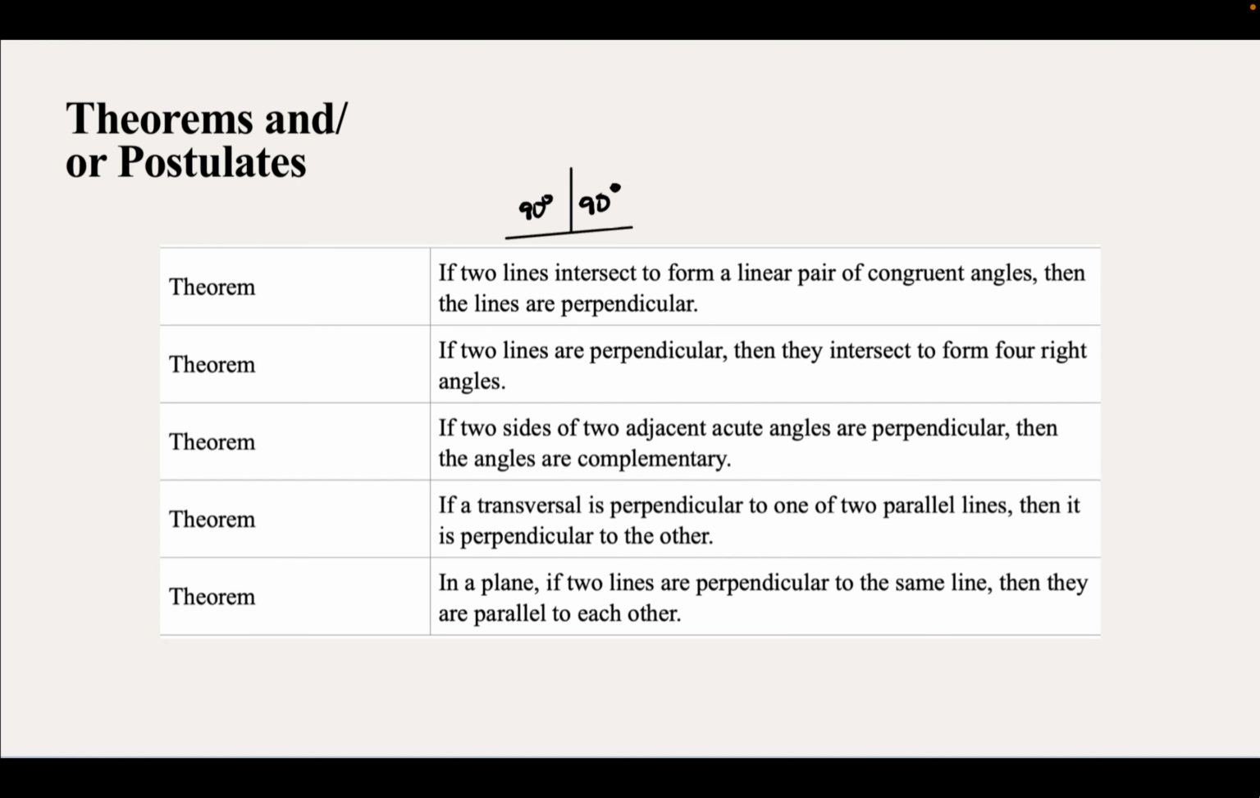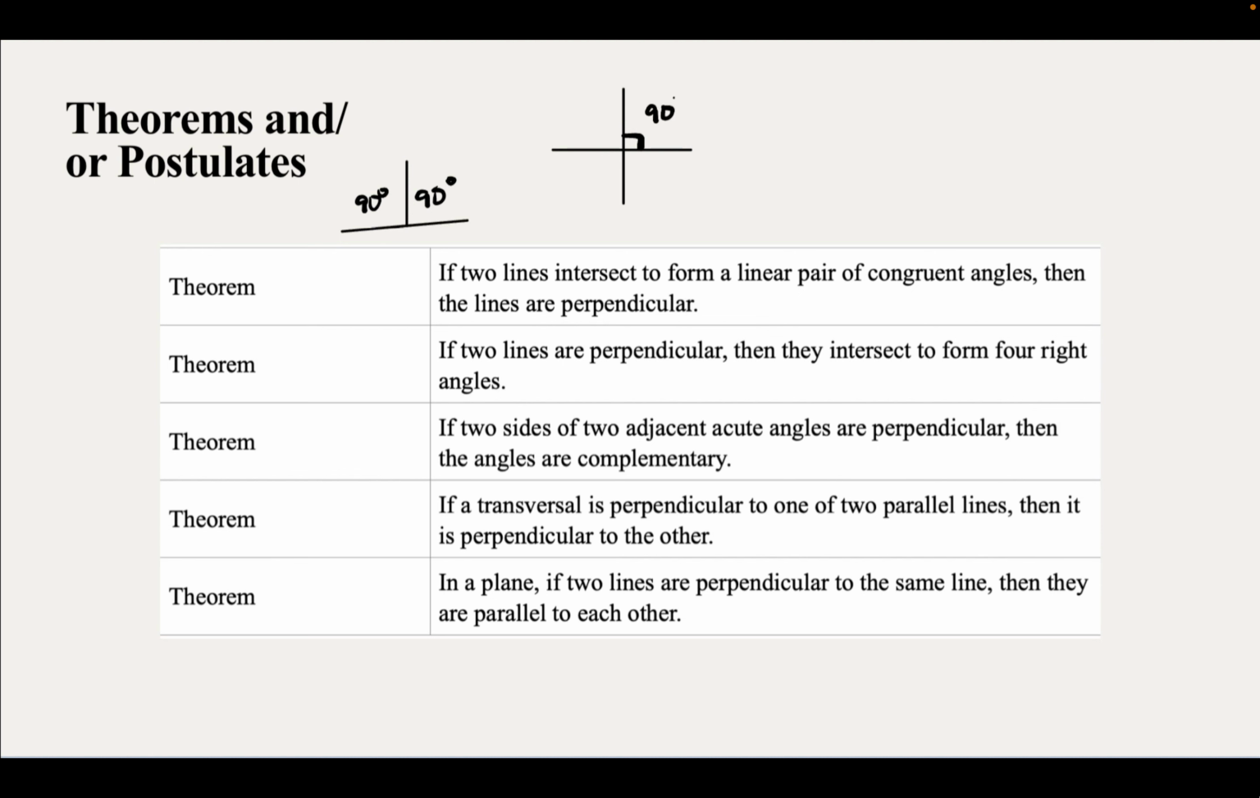If two lines are perpendicular, then they intersect to form 4 right angles. Let's draw out what that would look like. The way that we would notate it is I wouldn't put this box on all 4 angles. I would just put it once, and then we can just assume that all the rest of them have to be 90 degrees. Why does this work?